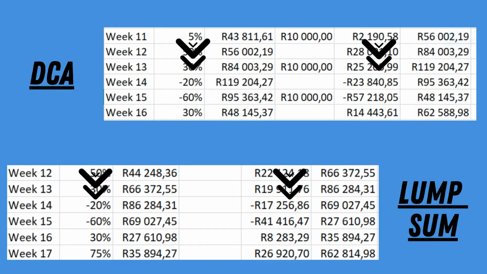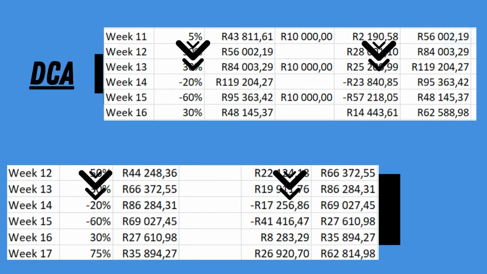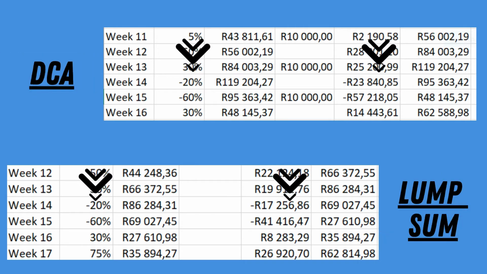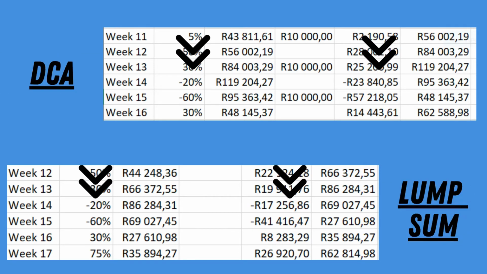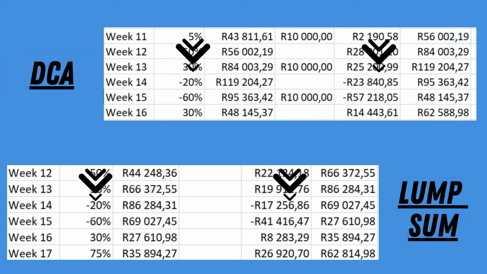Next 5 weeks, week 14 and 15 was shocking. We've had a 20% dip and then a 60% dip. Within those 2 weeks, we lost a total of about 80,000 Rand in the dollar cost averaging method, which left us after week 15 with 48,000 Rand. Not much left.